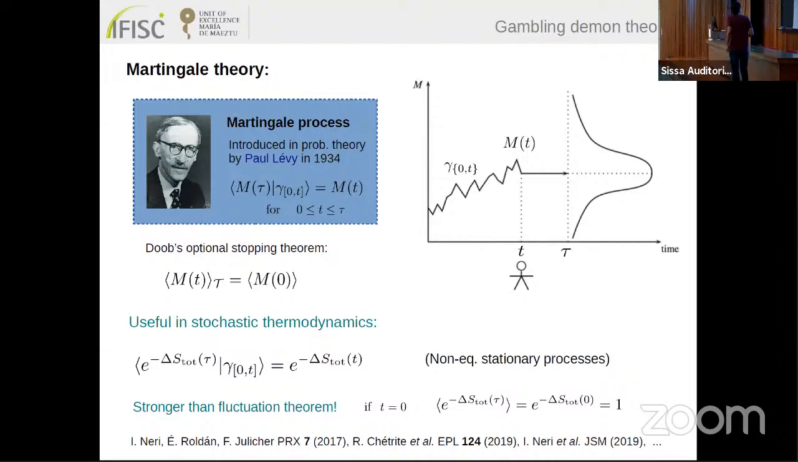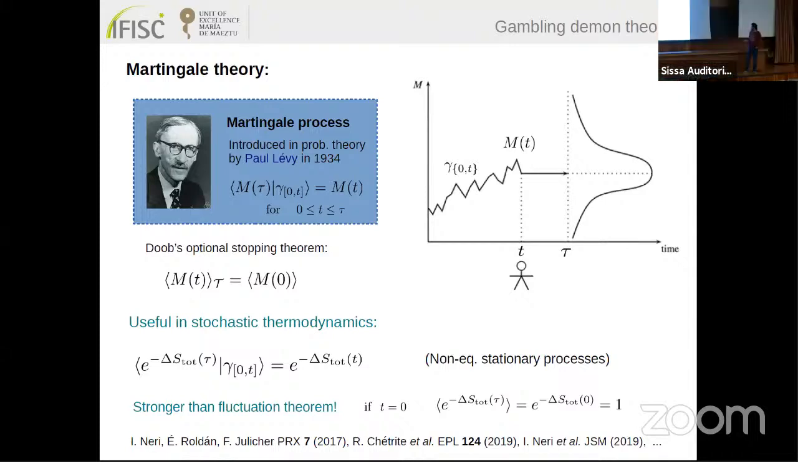And this is a very interesting property that in particular implies Doob's optional stopping theorem that we will use in order to get our results, which essentially states that the average over trajectories at the stopping times can be related to the average of the process at the beginning of the time. So martingale processes have been studied a lot in mathematics of finance. They are used to model equilibrium markets in which you cannot profit from fluctuations in supply and demand. But they have also recently been seen to be useful in stochastic thermodynamics.